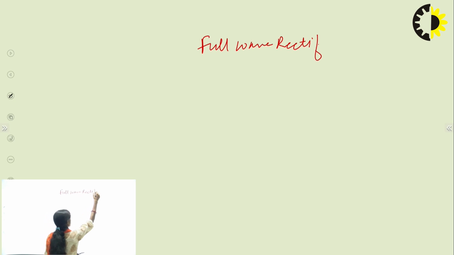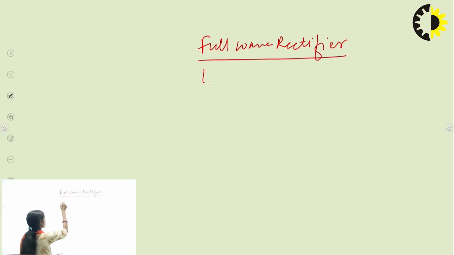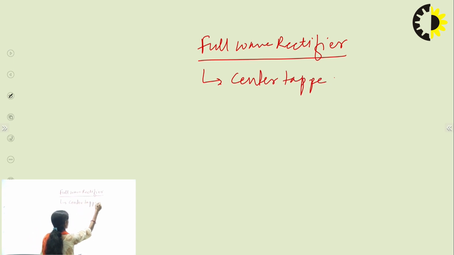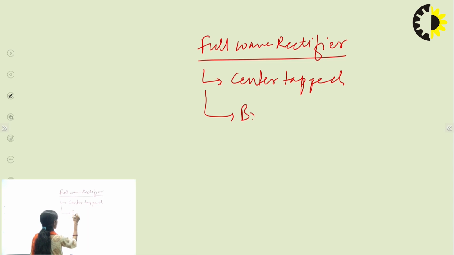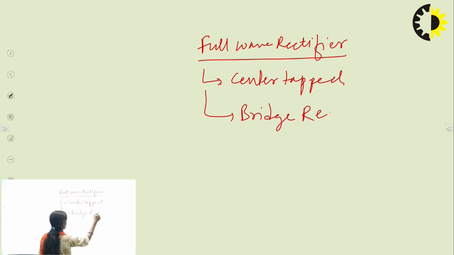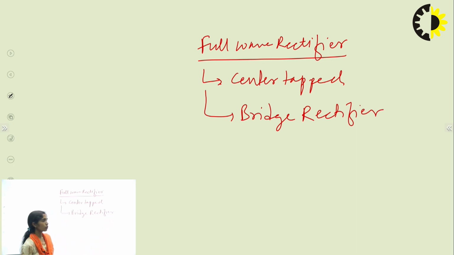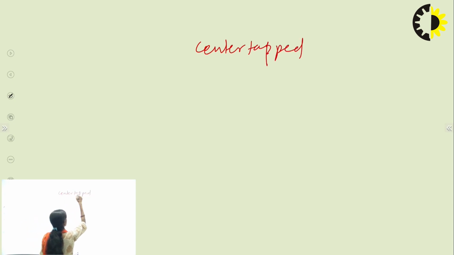Now next is the full wave rectifier, and this is of two types. One is the center tap rectifier and the other is the bridge rectifier. I will just brief you about these two topics. We are going to have a detailed discussion in the next lecture. First of all, we will talk about the center tap rectifier, which is a full wave rectifier.